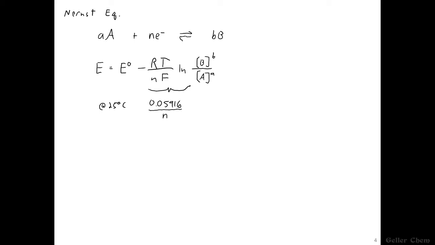even 4. Now, that 0.05916 actually combines one more number in addition to the R, T, and F, and that would be the number we need to convert from natural log to just log, or log base 10. And you'll prove this on the homework, so you'll get to see firsthand how it all winds up working out. So we have that log, and then this is Q.